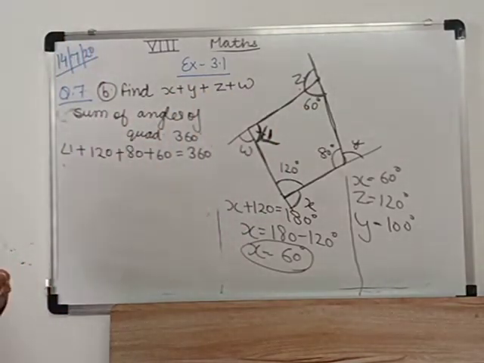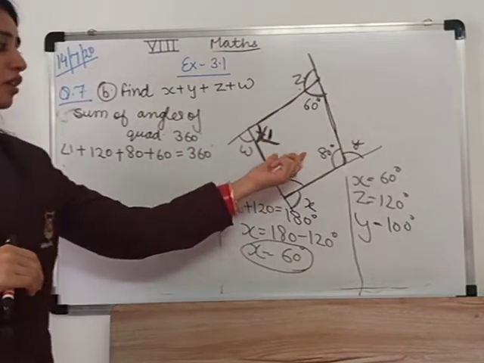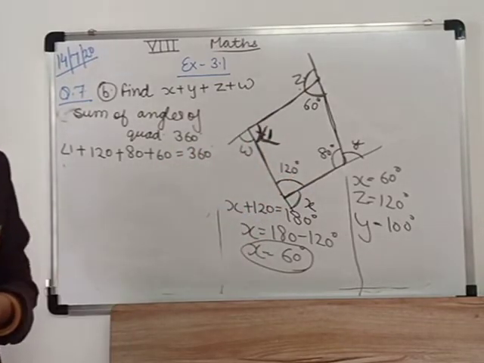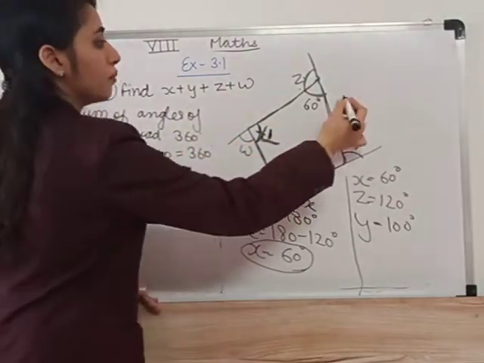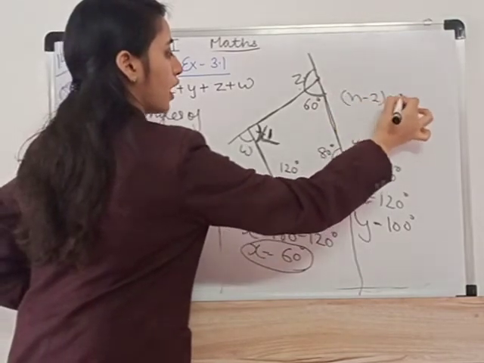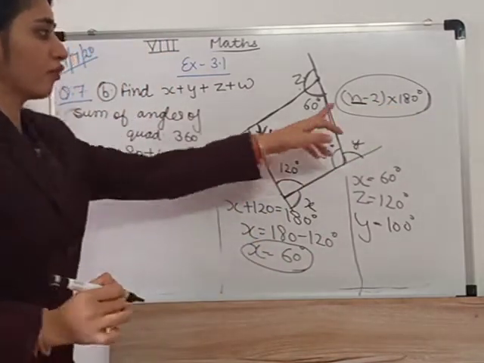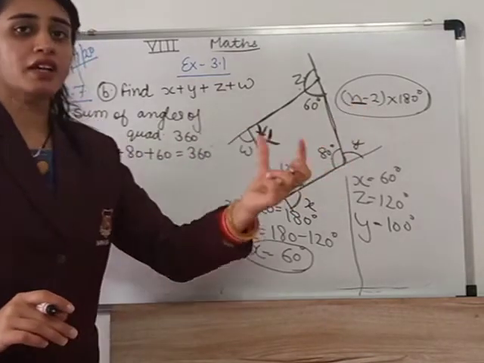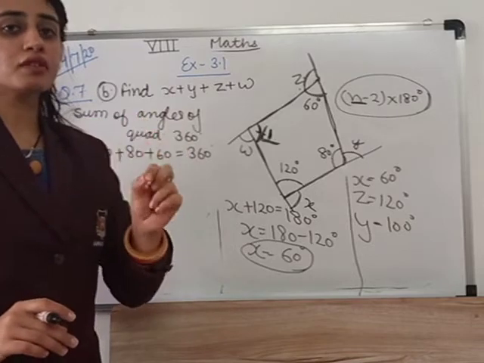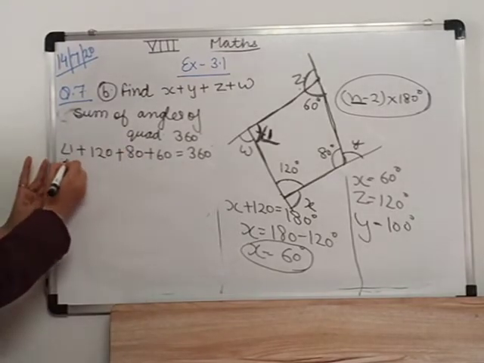If you don't know, sometimes it skips our mind. What is the sum of the angles of this quadrilateral? You can find the sum of the interior angles of any polygon by using this formula: n minus 2, into 180. By substituting the number of sides, here 4 minus 2 into 180. By using this formula we can find the sum of all interior angles of any polygon. Interior, not exterior.